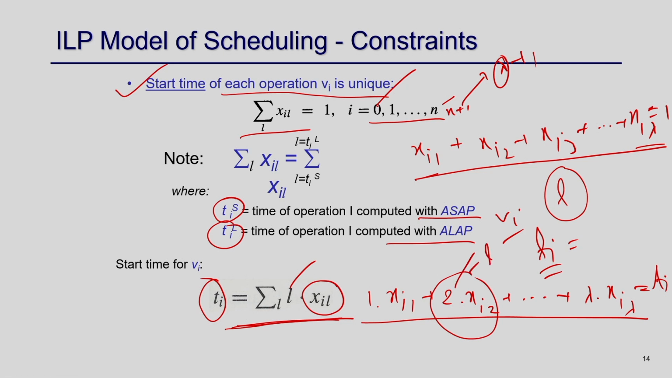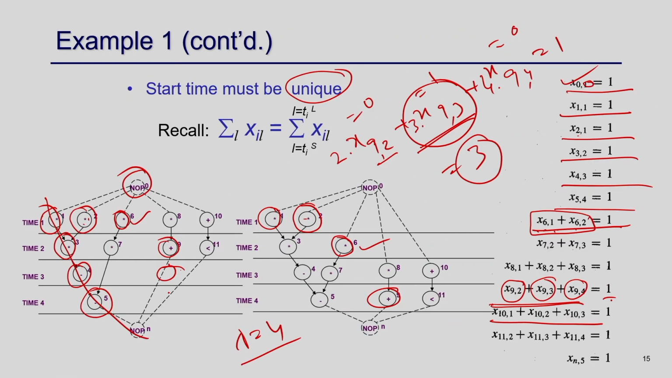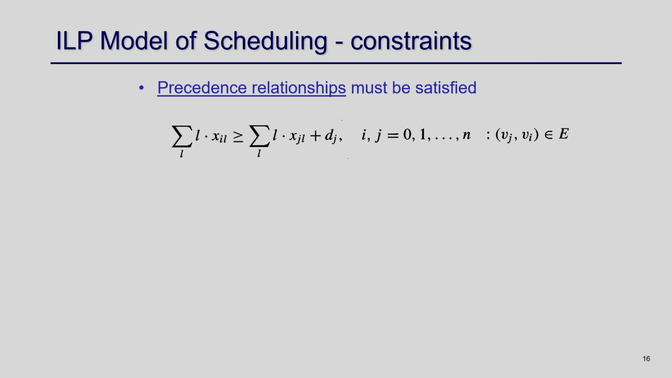So far we understand that I have a Boolean variable x_il for each operation. We have understood the limit where this operation can get scheduled, and then we identified the first constraint, that the start time of each operation is unique, which is given by this constraint. And we have also identified how to represent the start time Ti of a variable Vi in terms of x_il. So, let us move on. What is the next constraint?